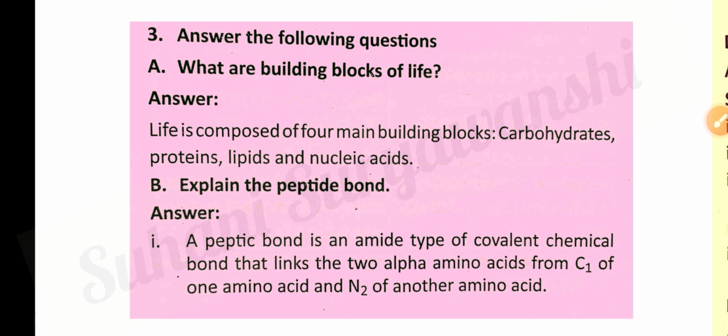B आहे explain the peptide bond. Answer. A peptide bond is an amide type of covalent chemical bond that links the 2 alpha amino acids from C1 of one amino acid and N2 of another amino acid.